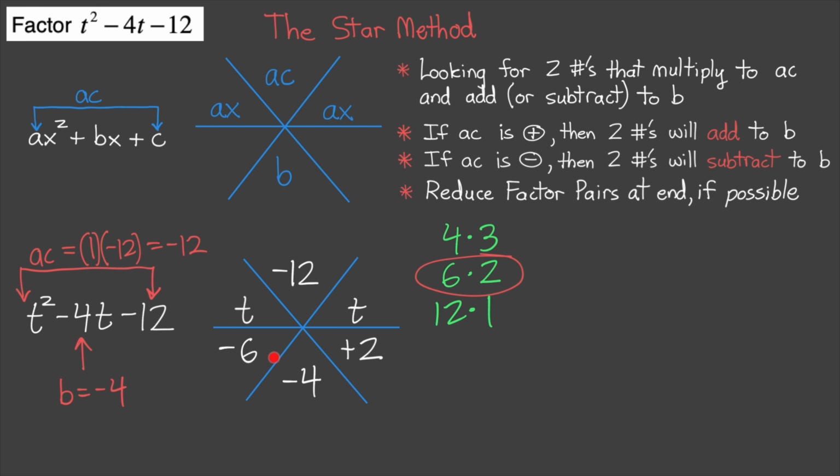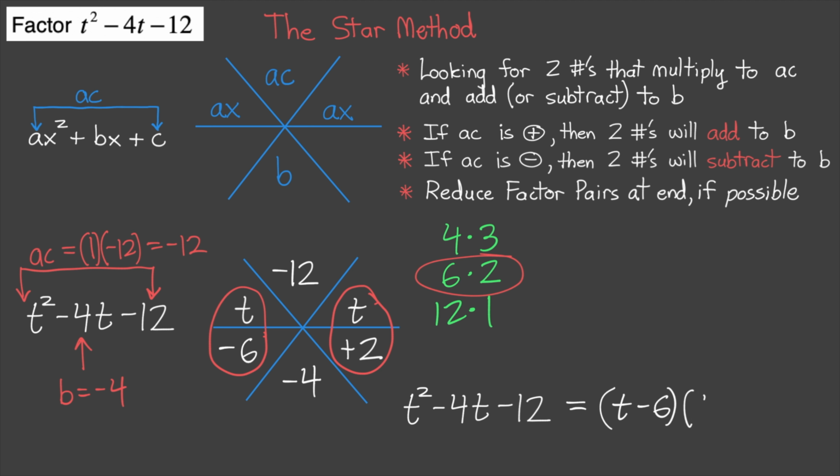All right, so we have t minus 6 as one factor, and then we have t plus 2 as the other factor. Now we look to reduce the factor pairs at the end if possible, but there's a 1 here, so that will definitely not be able to simplify or reduce with negative 6. Same thing with 1 and 2. All right, so our t squared minus 4t minus 12, we factored it and we got as our answer t minus 6 and then t plus 2. So there is our answer.